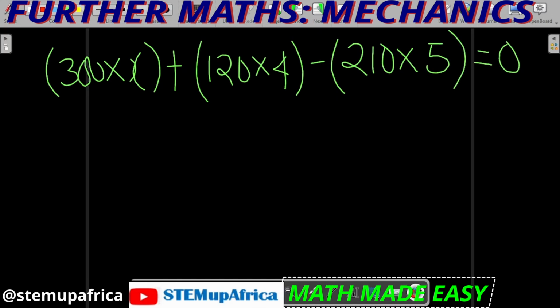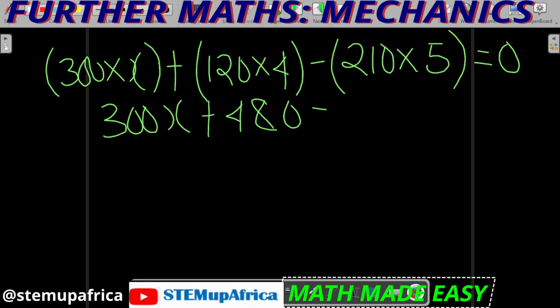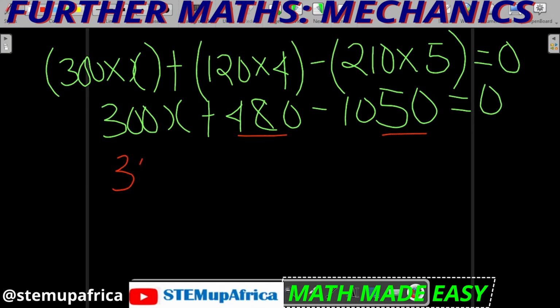So if I simplify what I have here, it will give us 300x plus 480 minus 210 times 5, that will give us 1050 equals 0. I can add these two terms together because they don't have variable x. So I'm having 300x minus 480, that will give us minus 570 equals 0.